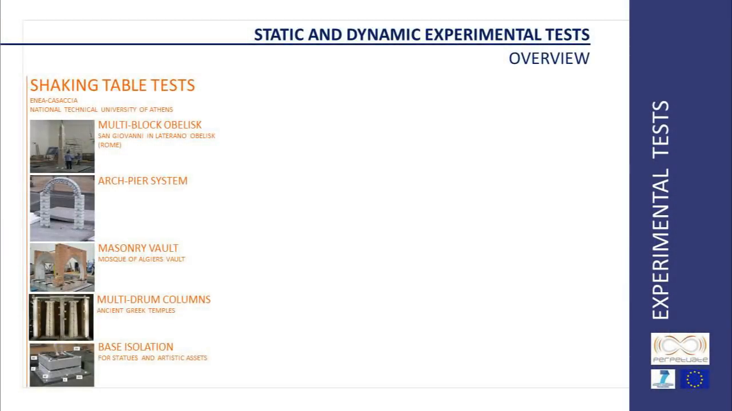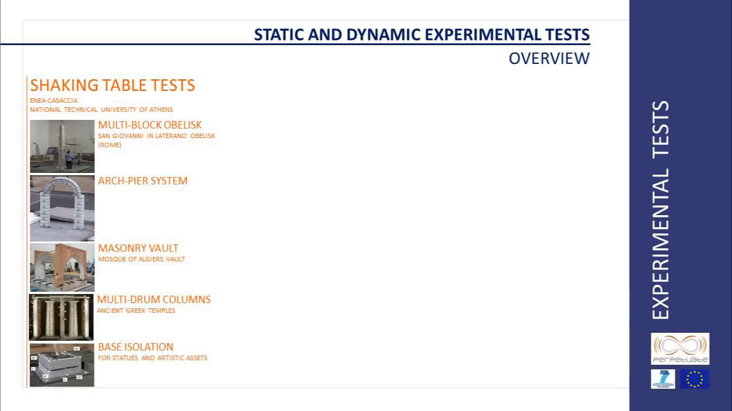Many experimental tests have been performed within the PERPETUATE project. A first set of tests was performed on the shaking table. The dynamical behavior of full-scale and scaled architectonic assets, an obelisk, an arched pier system, a masonry cross vault, and multi-drum columns under seismic action has been studied, taking into account both load-bearing and displacement capacity. The aims were to measure their limited displacement capacity under dynamic conditions and study the effect of different inputs.